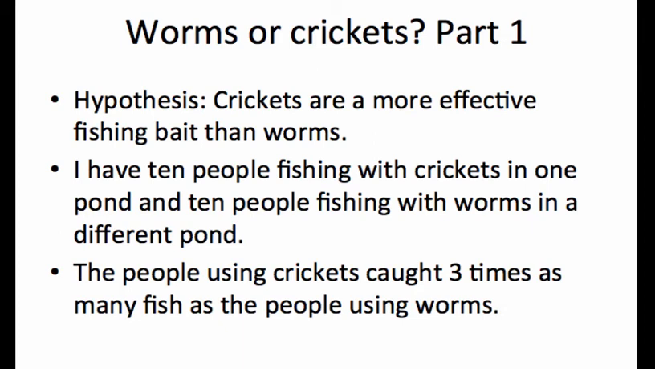Okay, the issue here is really one of controls, right? And so the 10 fishermen that are fishing in pond A with crickets, we don't know how well they would be doing if they're fishing with worms. So we put 10 people there with worms, and so we actually have a way of comparing. So designing a scientific experiment is kind of like an art form.